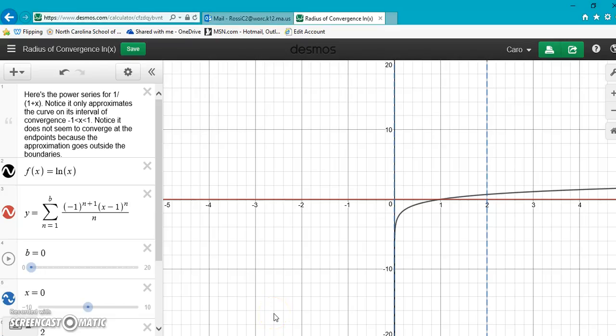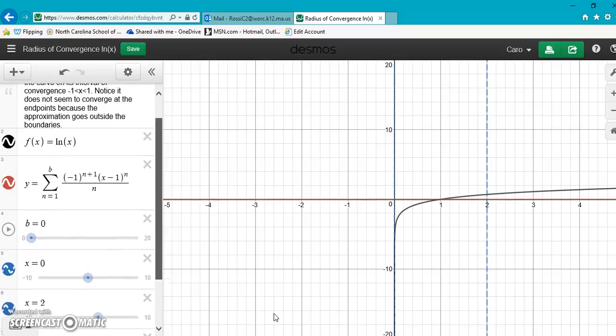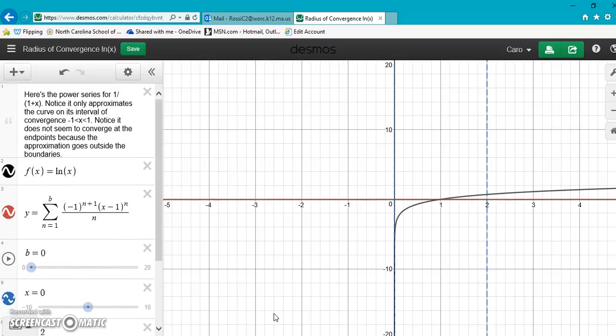So here's natural log of x. I did the general term here, and in order for it to really be ln of x, this goes to infinity. So let's watch what happens to my approximation, which is red, as my upper limit of summation gets bigger. Now I have my endpoints here, 0 and 2. They're the blue vertical lines. So I'm going to hit play here. And notice as b gets larger and larger, in between 0 and 2, my polynomial approximation gets closer and closer to the black line, which is the actual function.